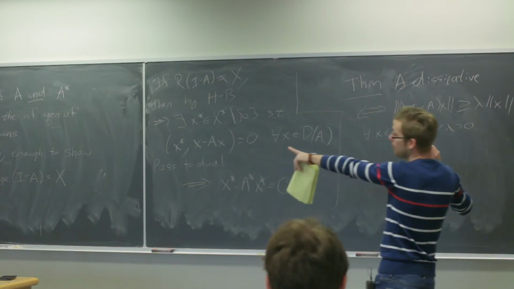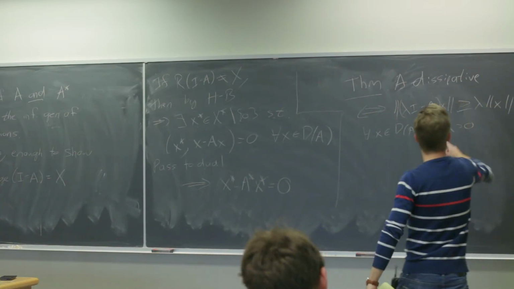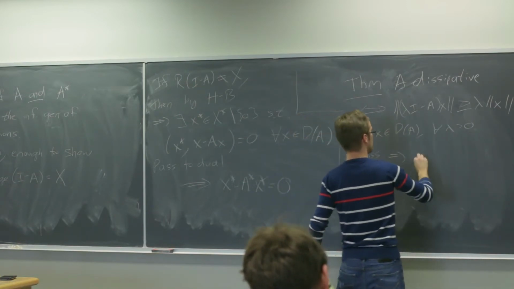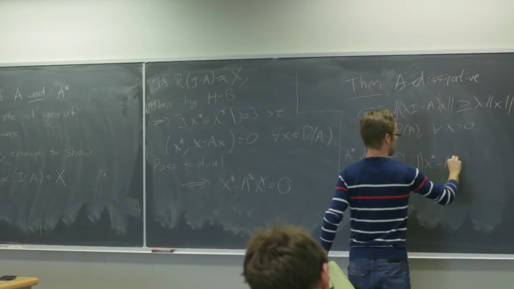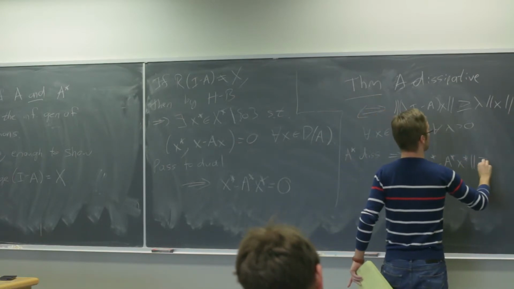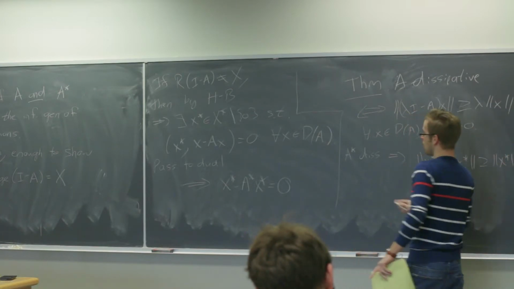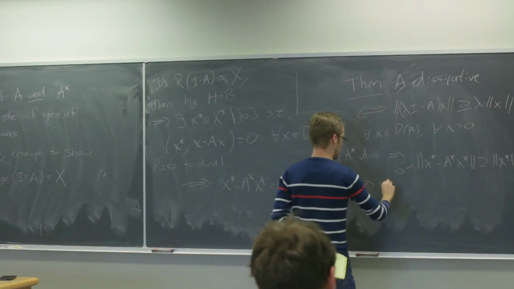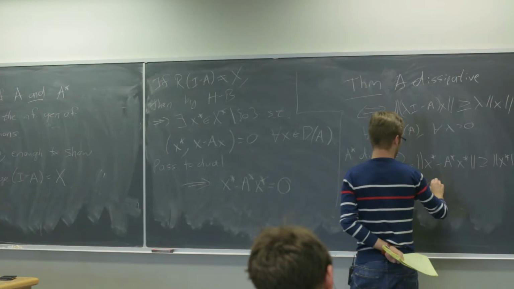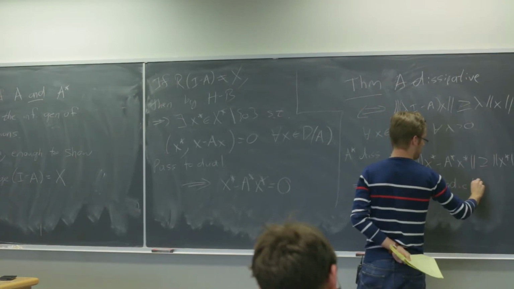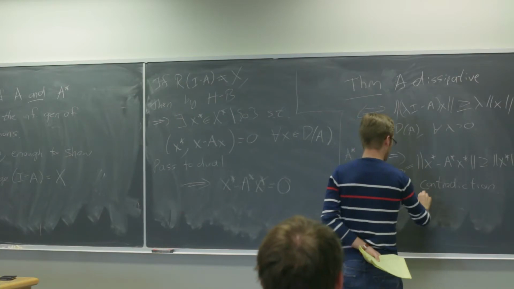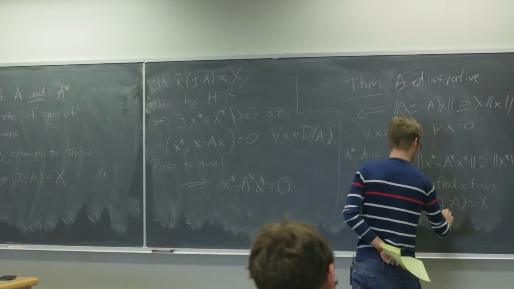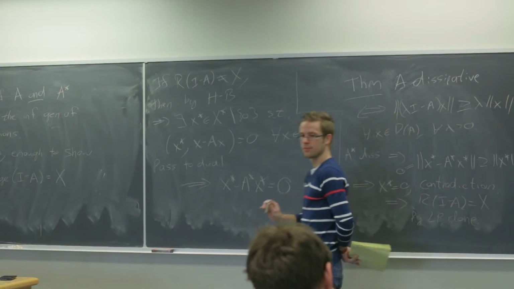Why? Because A star, by assumption, is also dissipative. So lambda equals 1 here implies the norm of x star minus A star x star is bigger than or equal to the norm of x star. But from Hahn-Banach, we know that this is equal to 0. This implies that x star is equal to 0. This is a direct contradiction to the definition of x star. So this tells us that the range of the identity minus A is equal to X, and by Lumer-Phillips we're done. Okay?